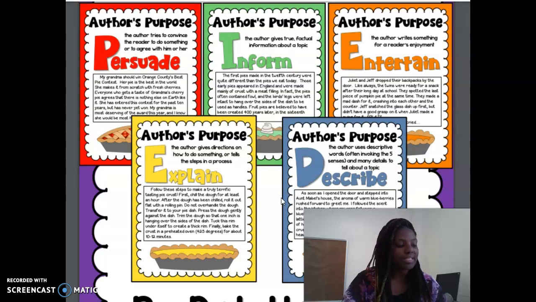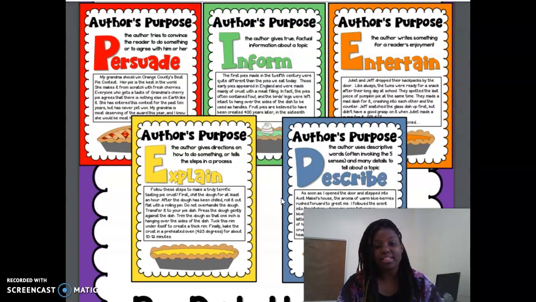The purpose can be stated explicitly, which means you see it directly on the page, or we may need to make an educated guess, which is also called an inference. So when we inference, we want to use those text clues that we see and our background knowledge to come up with an educated guess about what the author is trying to tell us.